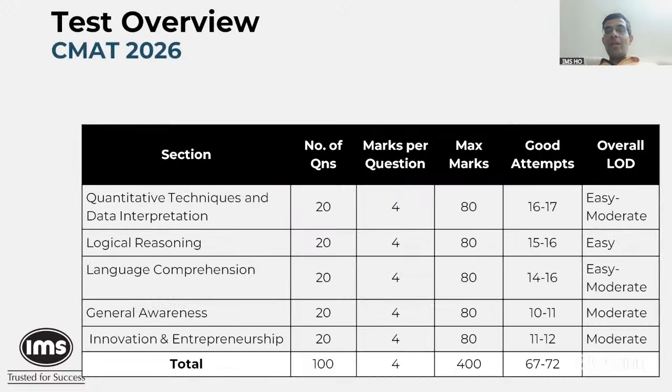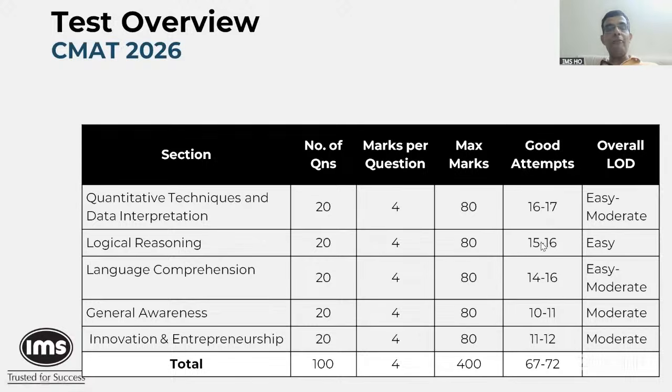so the format of this exam remained same as the previous years. That is, there were 5 sections having 20 questions each. The sections on quantitative techniques and data interpretation, logical reasoning, language comprehension, general awareness, and INE sections. So what we are looking at is for QT and DI section, about 16 to 17 good attempts. 16 to 17 would be considered a good attempt.